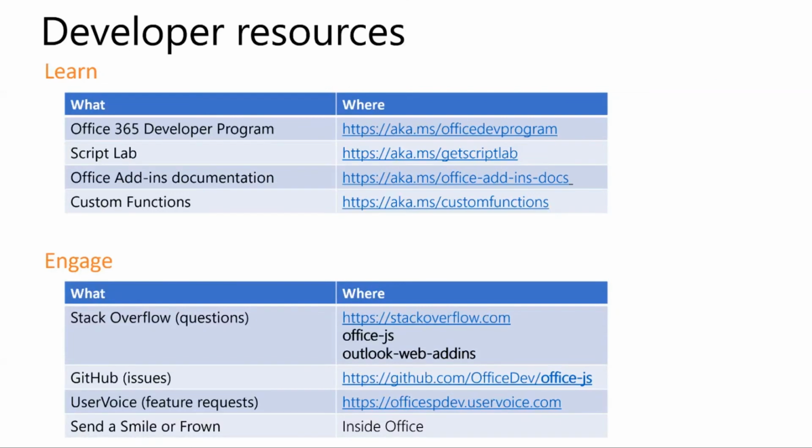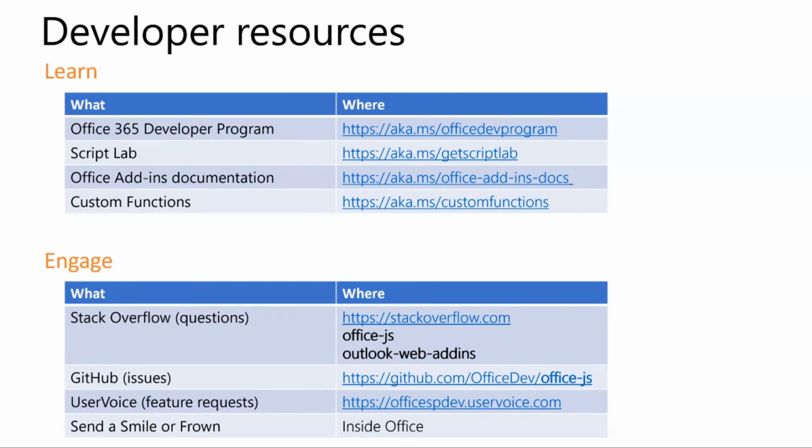So here are some additional developer resources if you want to explore and learn more about Office add-ins and the APIs. We have some learning links at the top, and we need to add the link to Microsoft Learn. There's a link to the Office 365 developer program where you can get resources for developing and testing your add-ins. There's a link to Script Lab, which is a great tool if you want to look at samples of APIs and play around with them. And a link to the docs as well as some custom functions information.